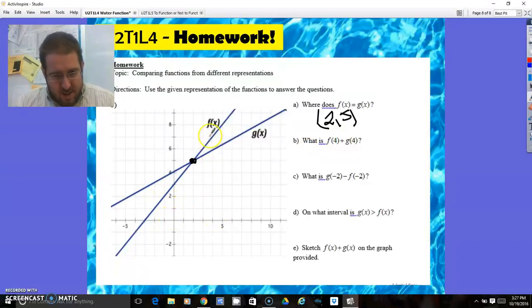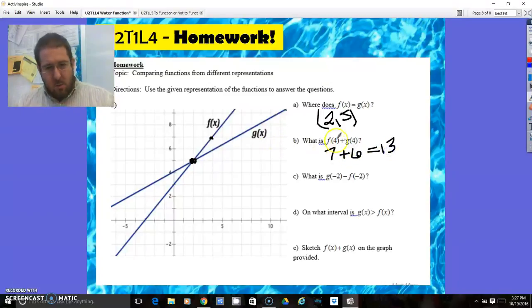What is f of 4 plus g of 4? F of 4 is 7, and g of 4 is 6. 7 plus 6 makes 13. So when I'm finding f of 4, I just start at the origin, go right 4 for the amount of time, that's x, and then go whatever it takes to go up or down to get back to the function. That's the dependent answer to that independent variable, 4.